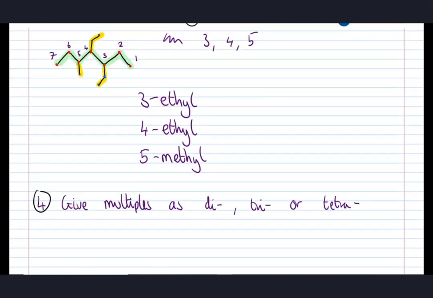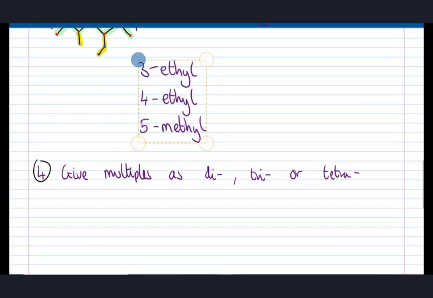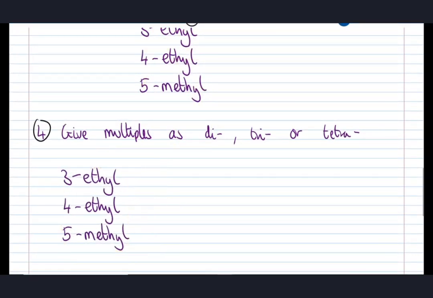And step 4, we need to give any multiples as di, tri, or tetra. Now let's have a look at our side branches. We have 3 ethyl, 4 ethyl, 5 methyl. The duplicates that we have are the ethyl groups. So what we're going to do is we're going to call these 3, 4 diethyl, and that means we're not wasting time saying 3 ethyl, 4 ethyl. We're going to say 3, 4 diethyl.